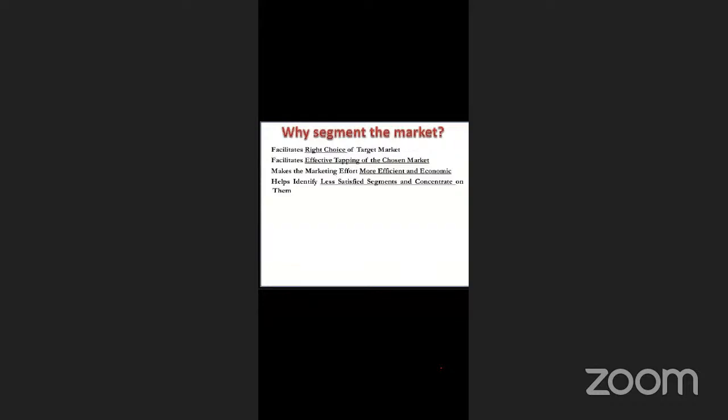When the market segmentation is done, definitely the organizations will come to know what kind of products are actually preferred by their customers. So market segmentation helps the organization to know and understand their customers better, and the organizations can better reach their customers. Okay, and also the market segmentation helps retain more customers.